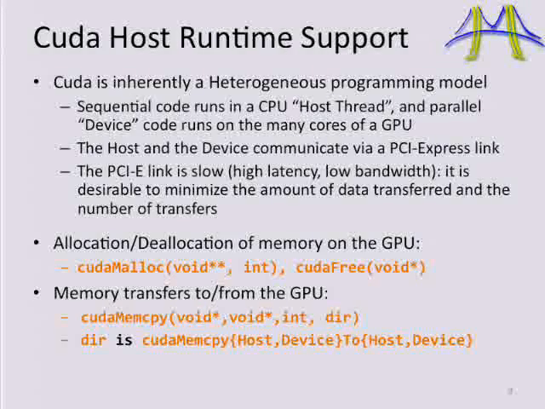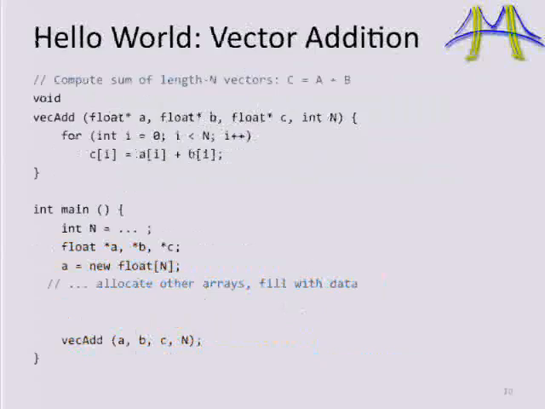These CUDA memcpys are the basic way that you communicate between the host and the device. This goes over the PCI Express link in your system, which is very slow. It's relatively high latency and low bandwidth. So you want to sort of minimize, for the sake of performance, the amount of data and the number of times you do those transfers.